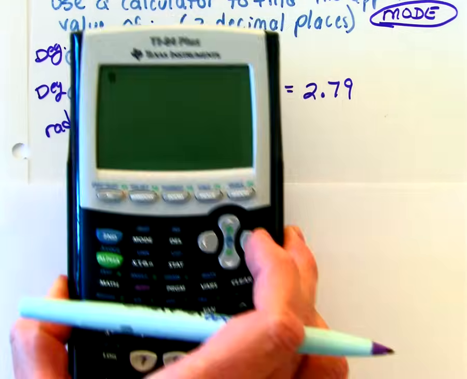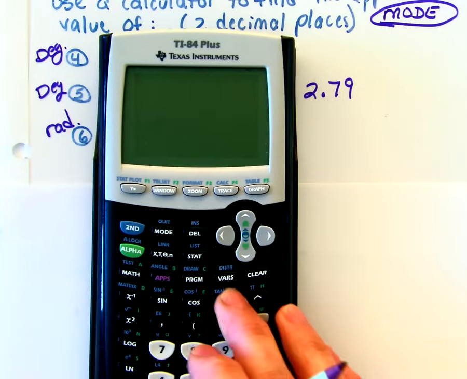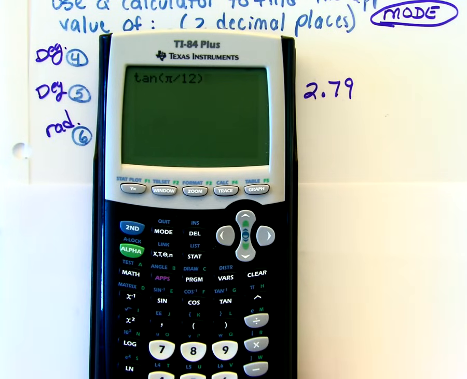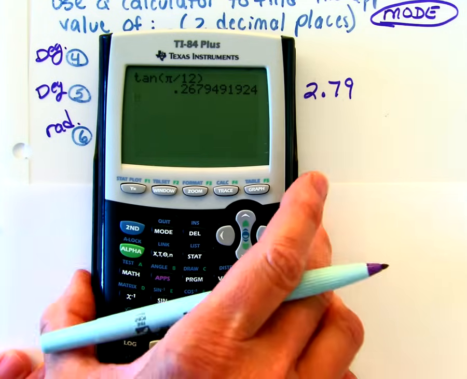Now it says tangent of pi over 12. So just type in tangent. The pi key is above the caret key in blue. And there's your answer. Again, 2 decimal places will be 0.27.